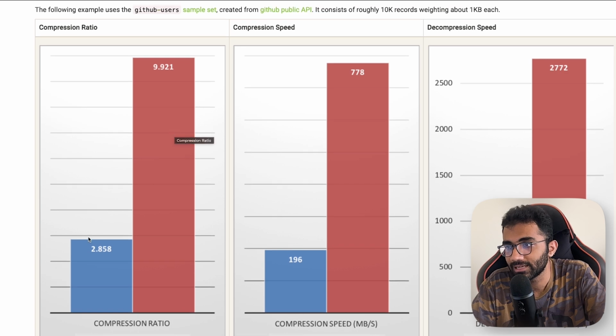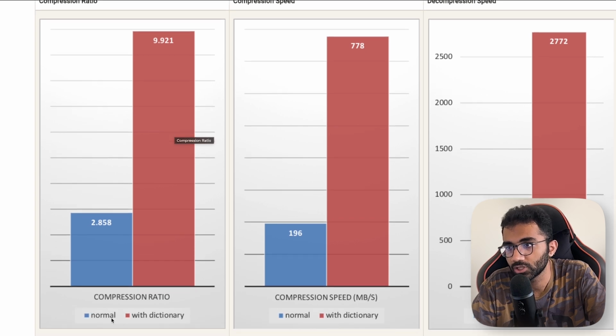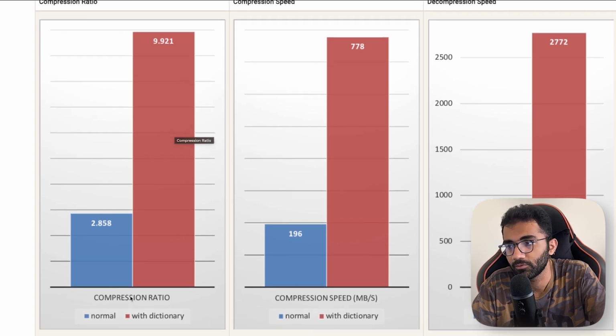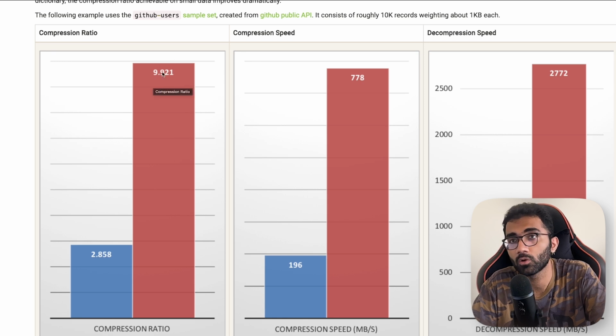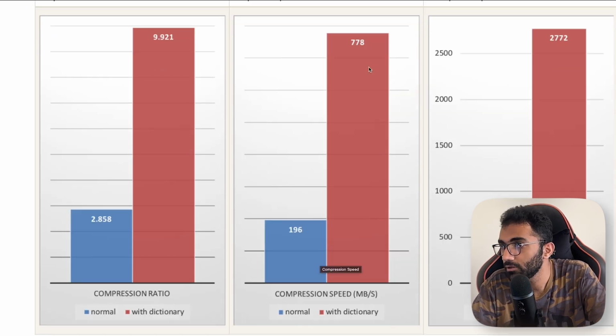So you can see that the compression ratio without a dictionary is 2.8 for some data set, and with dictionary it jumps to 9.9, almost 10 times, right? Like not 10 times, but almost like 10x. Compression speed also increases and decompression speed also increases a lot.